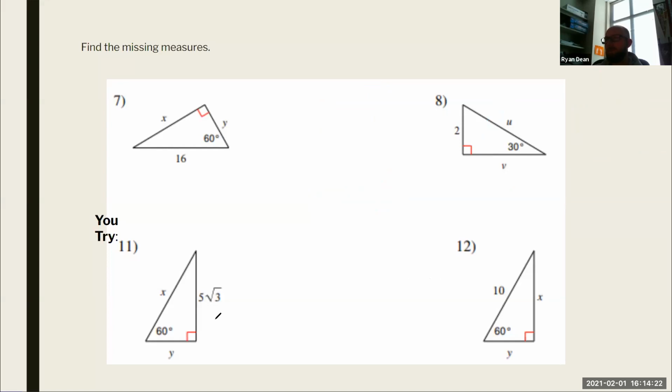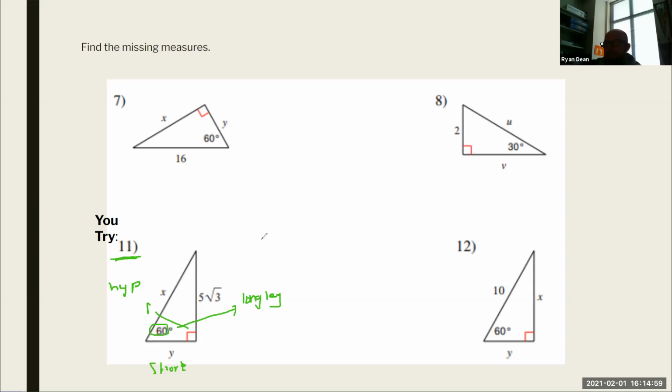Now the next example that we're going to take a look at is right here with number 11. The first thing that I'm going to do again is label all of my sides. Across from the 90, we have the hypotenuse. Here's 60 degrees. Remember, 60 is an important number. 60 goes with the long leg. And the short leg is the only one that's left, so that's going to be y.